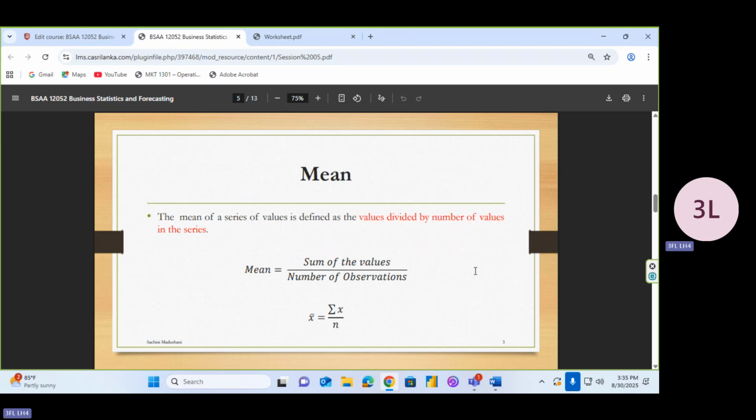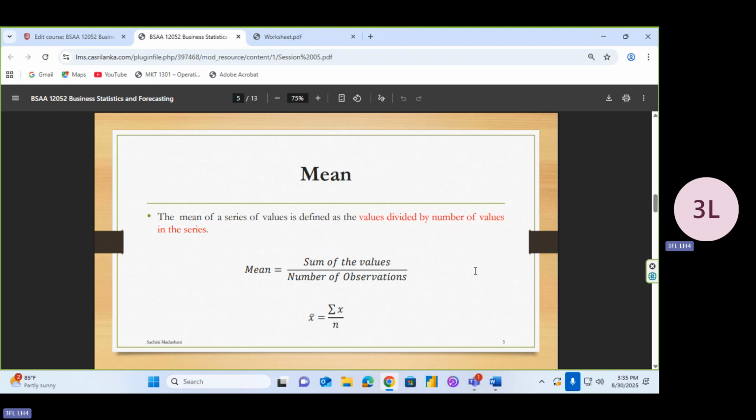Sample mean. Why? Okay, what is the reason? Only we can calculate the sample mean. These things we discussed. Why can we only calculate the sample mean?